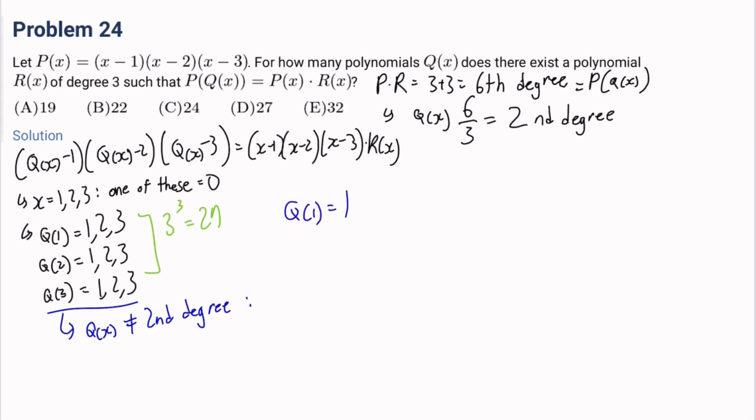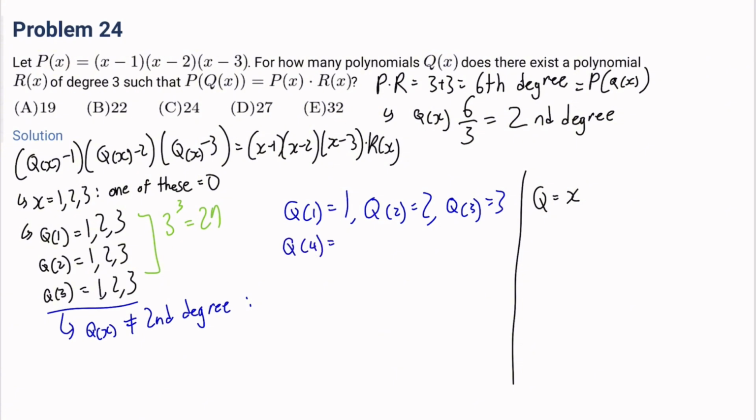Q1 equals 1, Q2 equals 2, and Q3 equals 3, right? Because then Q would just be x, right? And that's a first degree, and so that's not possible. And in the same way, Q4 would equal 3.